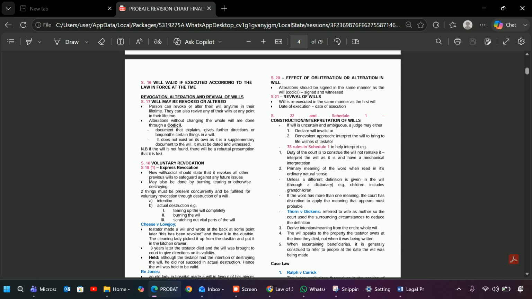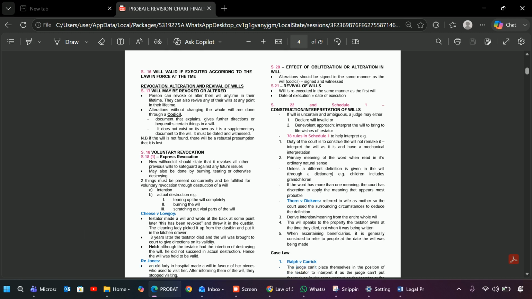Section 21. Revival of wills. A will is re-executed in the same manner as the first will, and the date of execution is equal to the date of re-execution. This is what we call revival of wills. You can revive a will through re-execution of the same. The date of execution is to be maintained as the date of execution of the re-executed document.